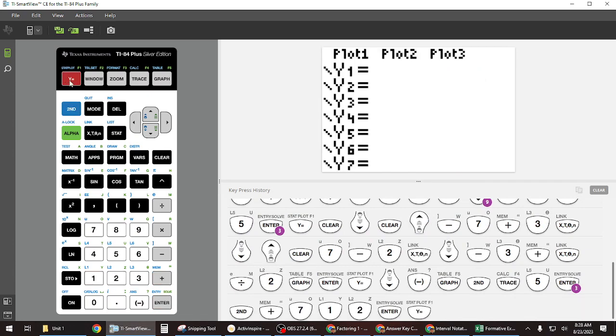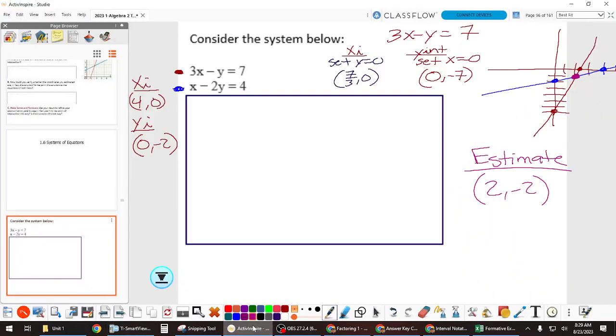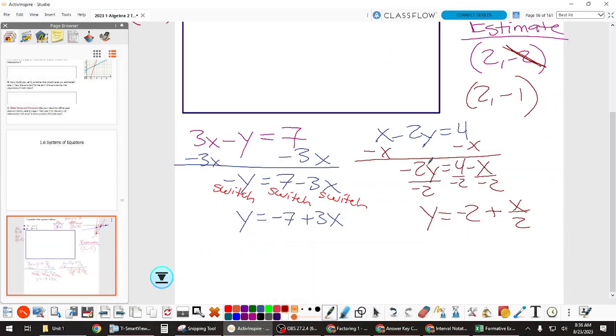Go to y equals, this button right up here on the top left. Y equals. Okay? What is it probably looking for to graph, at least for a line? Y equals what? Mx plus b. Are these in mx plus b or slope intercept form? No. No? Go do it, please. Get them in slope intercept form. Do you just need me to go through it again real quick?